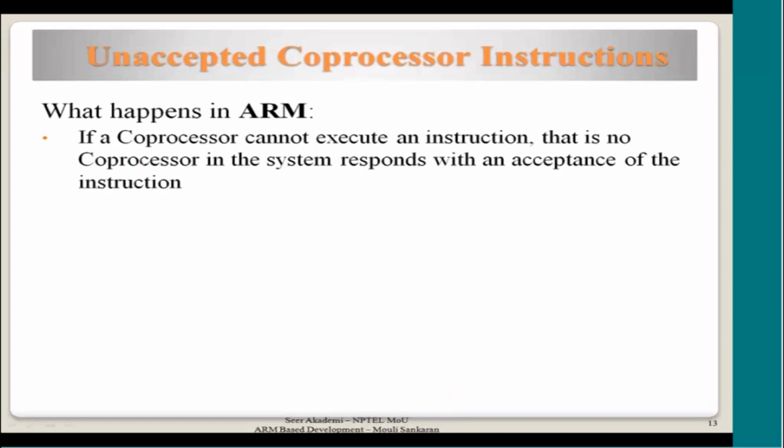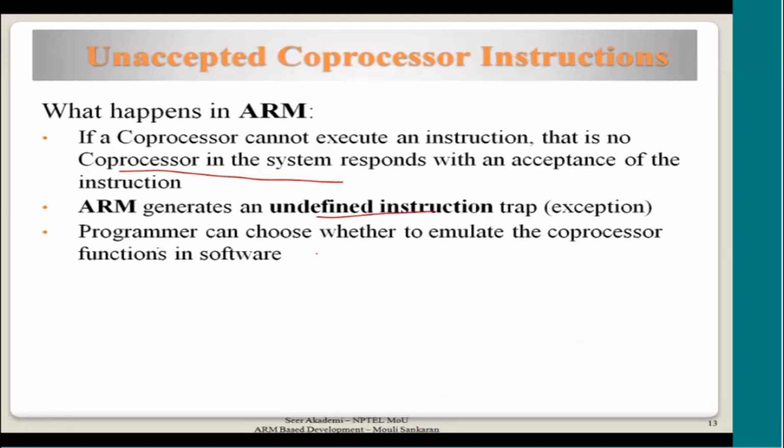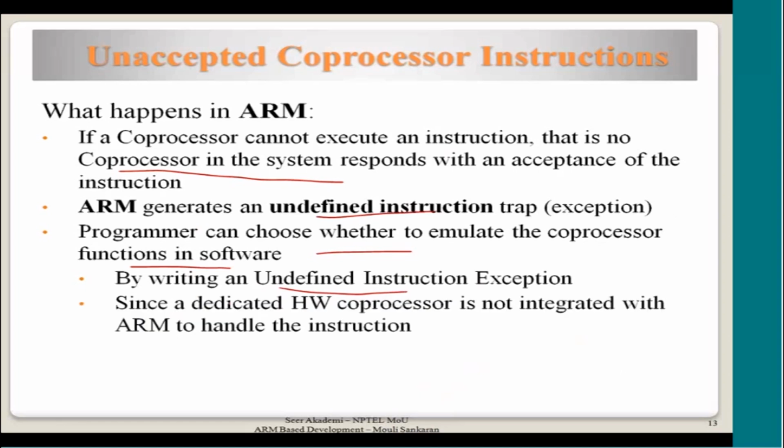If a coprocessor cannot execute an instruction, that is, no coprocessor in the system responds with an acceptance of the instruction, ARM generates an undefined instruction. I told you this. The programmer can choose whether to emulate the coprocessor function in software by writing an undefined instruction exception. I told you this also. Since a dedicated hardware coprocessor is not integrated with the ARM core to handle the instruction, if the hardware is not there, then it has to be done by the software.